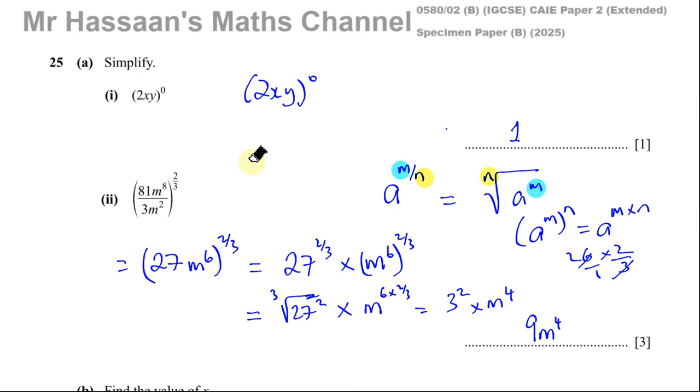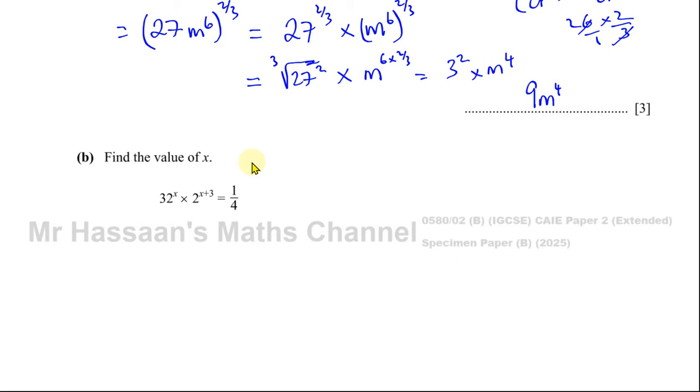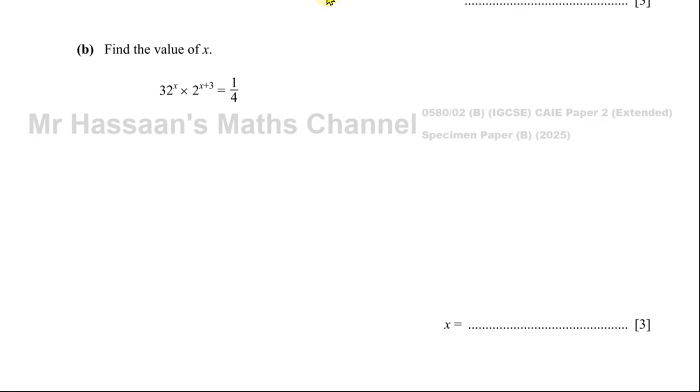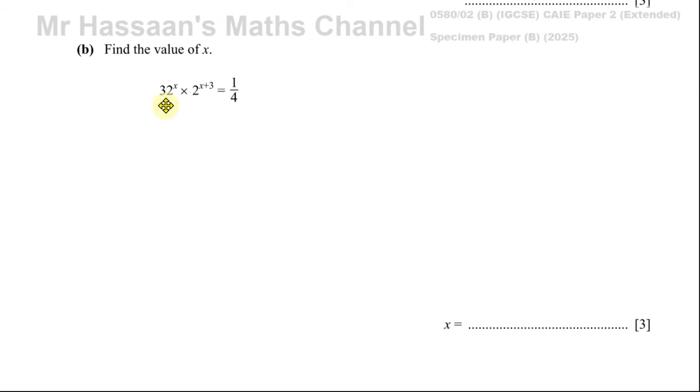Now we're going to go on to 25 part B, which is about this exponential equation. Now, when we want to solve an equation involving exponents like this, an exponential equation is one where x is in the power, the unknown is in the power. Then we have to try to express all the numbers in terms of the same base. Now, in IGCSE, all of these types of questions can be solved by making the bases the same.